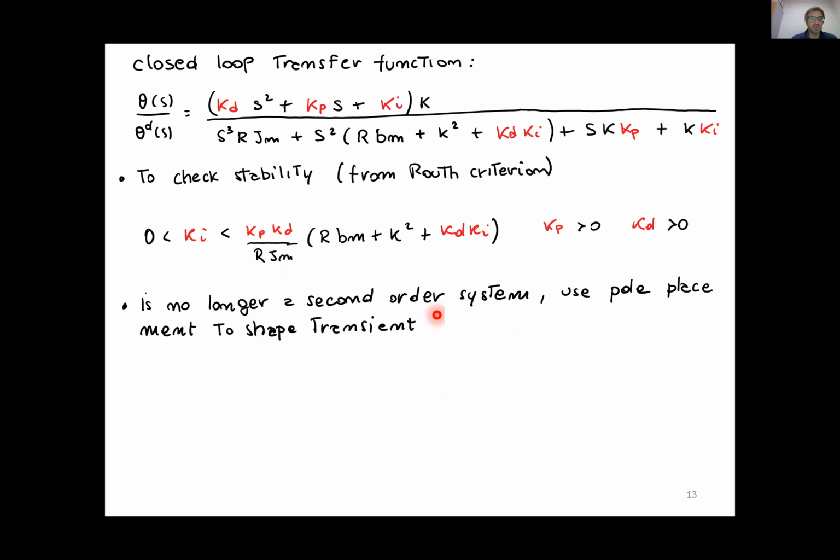As we said, it's no longer a second order system, so we cannot use just natural frequency and damping to place the poles, and we need to use a pole placement technique to locate the poles wherever we want, and therefore to shape the transient. And these pole placement techniques are usually implemented quite easily with the function place in MATLAB.